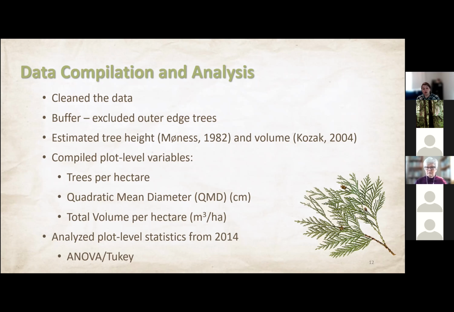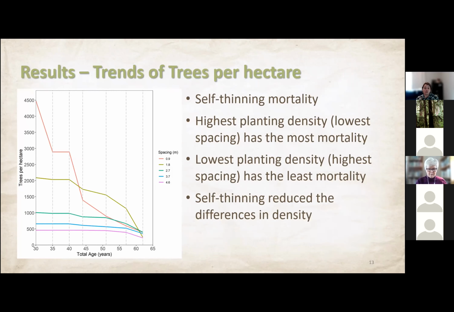Then we compile all the plot level data for many variables, but today we are only going to show trees per hectare, quadratic mean diameter, and total volume per hectare. We analyzed the quadratic mean diameter plot level statistic from the 2014 measurement using ANOVA, following up with a Tukey pairwise test. So here we're going to look at some data trends of the replicates combined data.